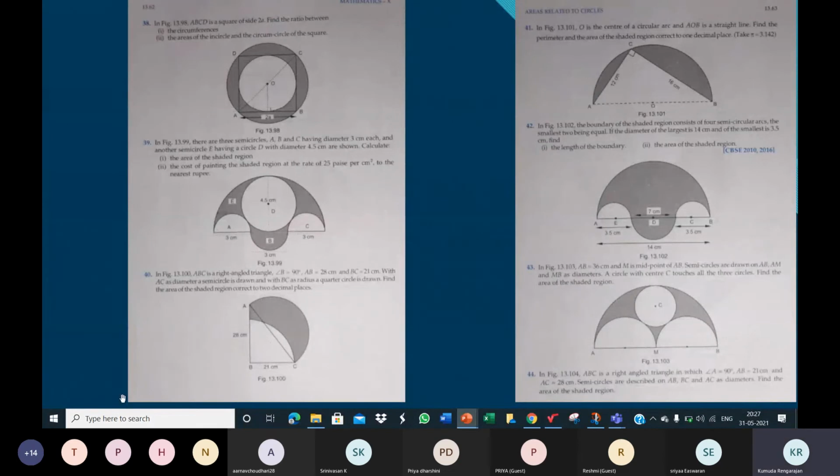If you finish this, you may try the 38th question, which you see right on top of the first page. You can try this one. If you finished 40, please try question number 38, which is right on top of the first page.